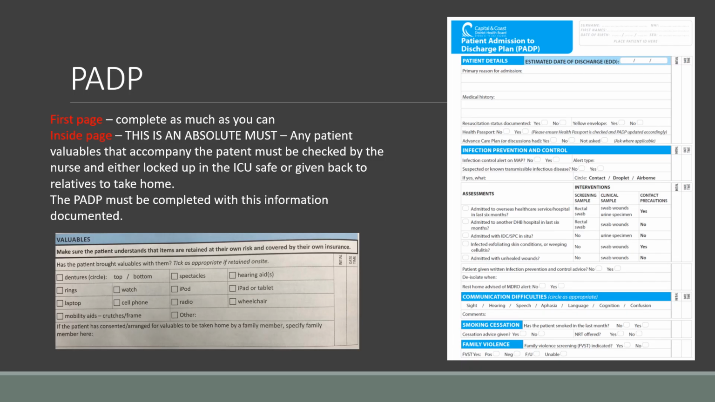And the PADP we don't use too much in ICU, but we do expect that people fill in the front sheet and then turn the page over, and the valuables is the most important thing. This is the only place that we have to document the patient's valuables that come in, so please do this with all of your patient admissions.